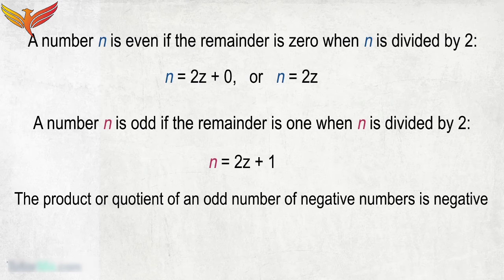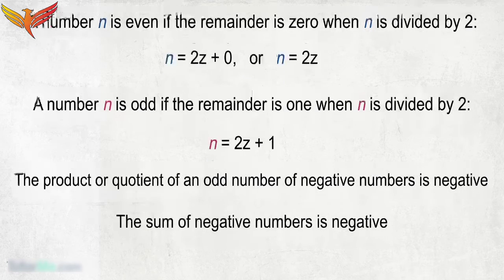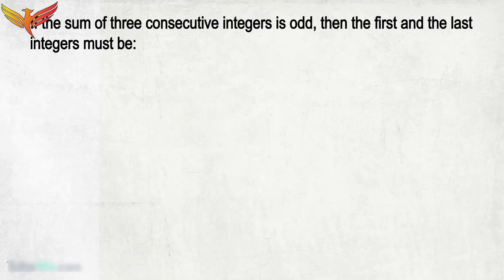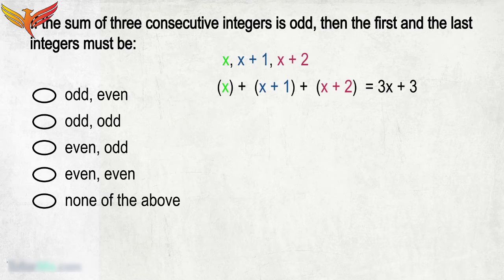The product or quotient of an odd number of negative numbers is negative, and the sum of negative numbers is negative. Let's take a look at an example problem. If the sum of 3 consecutive integers is odd, then the first and last integers must be... Okay, to start, let's let the 3 consecutive integers be x, x plus 1, and x plus 2. The sum of these integers is 3x plus 3.